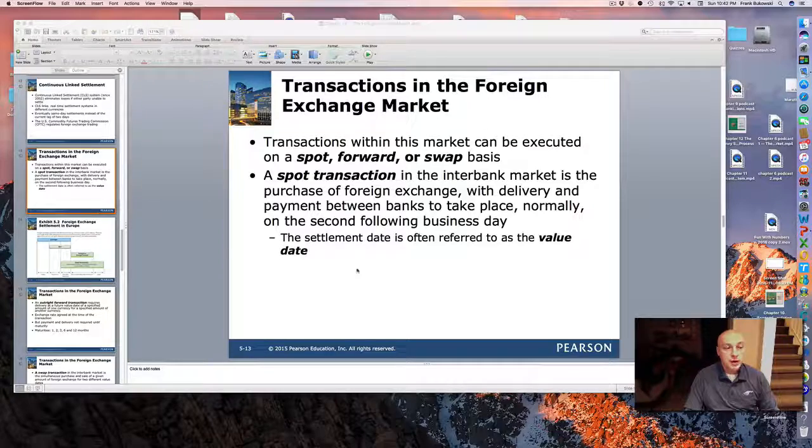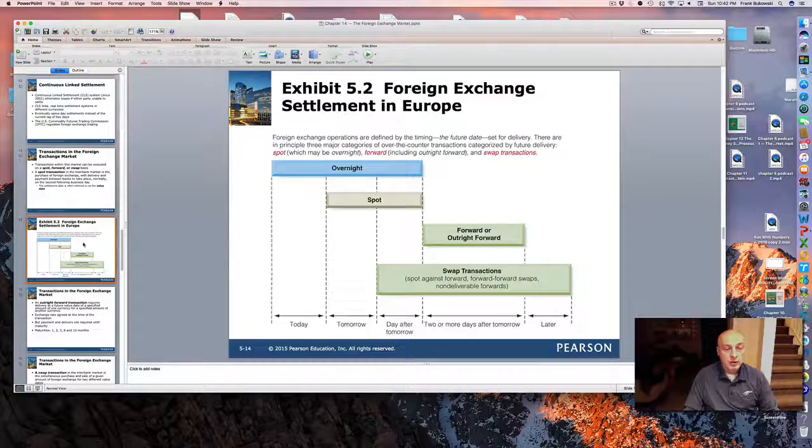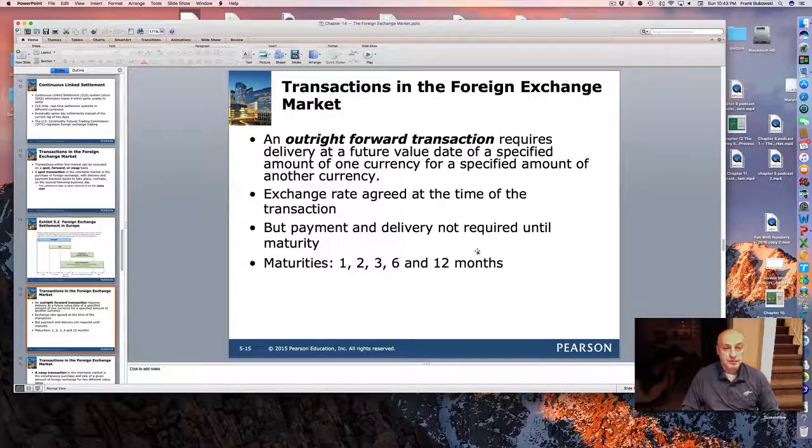And if we were to draw it out, it would look like this. A spot transaction would occur today, and it would settle either the following business day or one day after. An overnight transaction would basically occur within 1 business day. A forward transaction and a swap transaction will take a longer period of time to settle once they've been entered into.